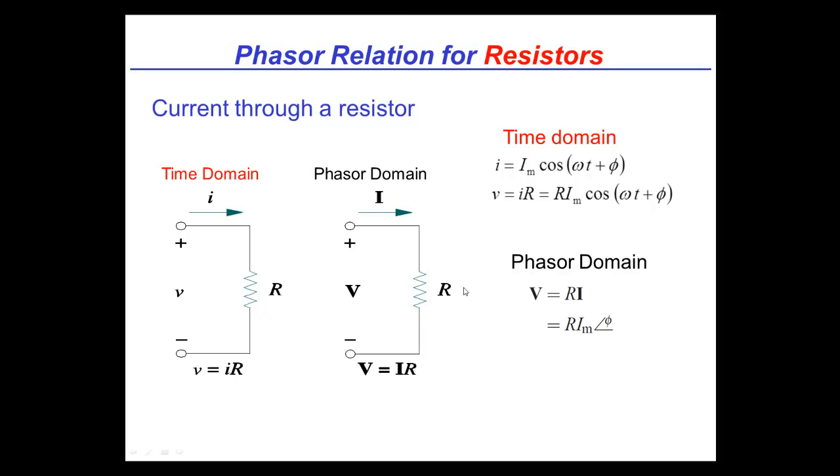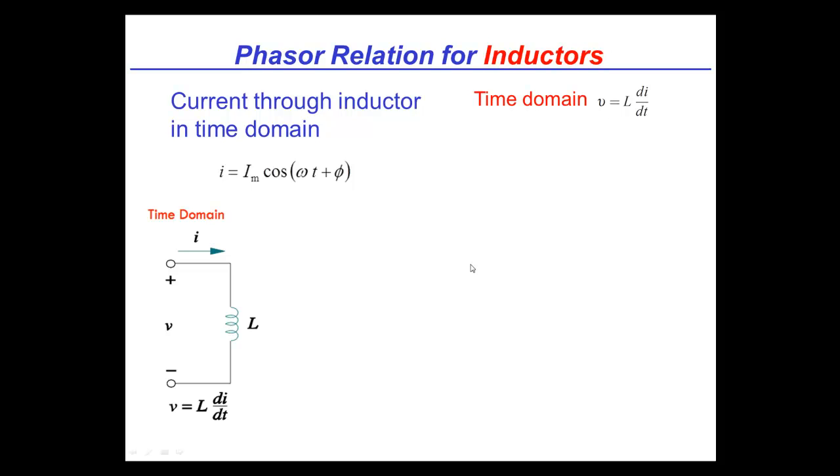Okay, that doesn't mean a lot to you out there if you haven't seen this before, but you're about to see the next case, how we transform something else. It's a little more complicated. Okay, let's do an inductor. So current through an inductor, we're going to take the same tack. We're going to know the current. We're going to say the current is Im cosine(omega t plus phi).